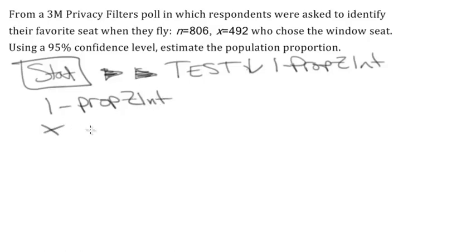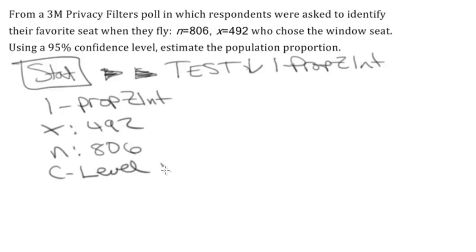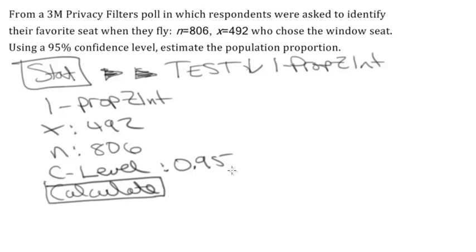it's going to ask you what's x, and you're probably going to say 492. It's going to ask you what's n, and you're going to say how about 806. It's going to say what's your C level, and what do you think your C level is? Don't forget, got to put it in as a proportion, not as a percentage, and then it's going to say, hey, okay, calculate me. And so we'll put in all of this stuff. We'll highlight calculate, we'll press enter, and here's what we're going to get at the top of the screen.